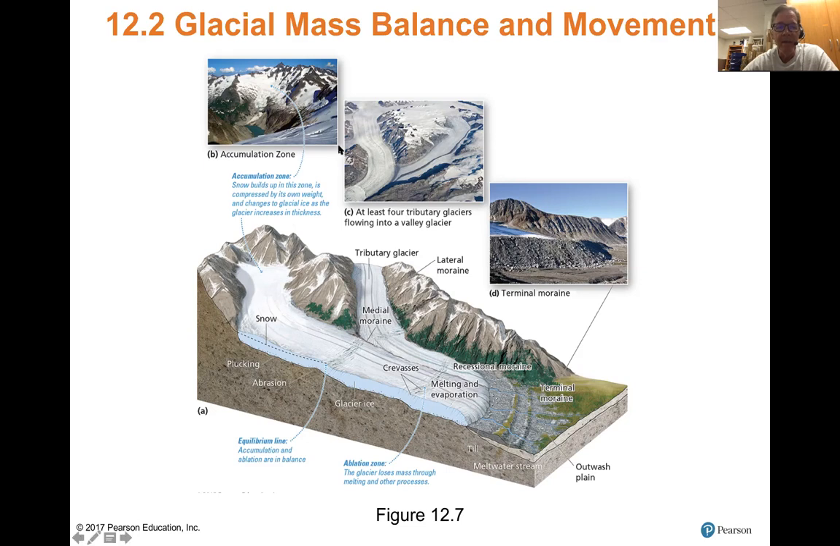And then notice the tributary glaciers here. They flow into this. As it moves over the land, it's just like the rivers abrade the stream bed and the stream sides. It's the same thing here. As the ice moves over the ground, it will abrade the surface and pluck rocks off and carry them along in the ice. Now, eventually, the glacier will start to lose mass through melting and other processes.